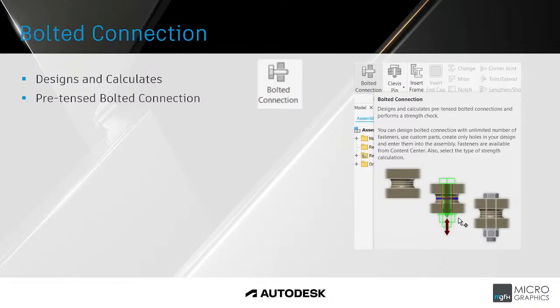So let's have a look at one of the tools that's available in the Design Accelerator tools. We're going to have a look at the bolted connection. So what does the bolted connection do? It designs and calculates pre-tensed bolt connections and performs a strength check. You can design bolted connections with an unlimited number of fasteners, use custom parts, and create only holes in your design and enter them into the assembly.